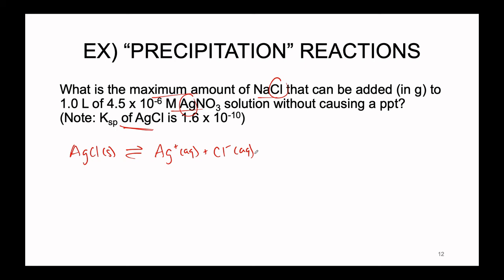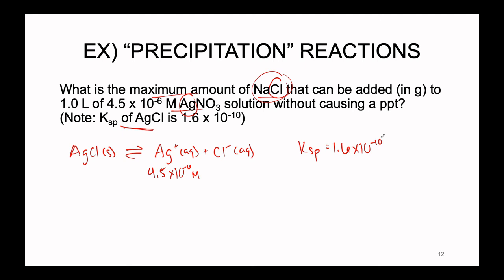All right, so we're told some initial amounts here. We are told, for instance, that the silver solution has a concentration of 4.5 times 10 to the negative 6 molar. And we are not told how much of the chloride we have, since the chloride here is our variable, it's our question mark. We do, however, know what our Ksp is. Ksp is equal to 1.6 times 10 to the negative 10.